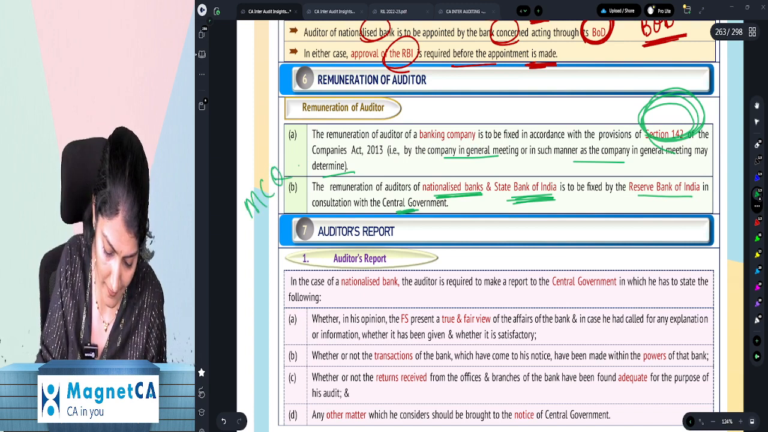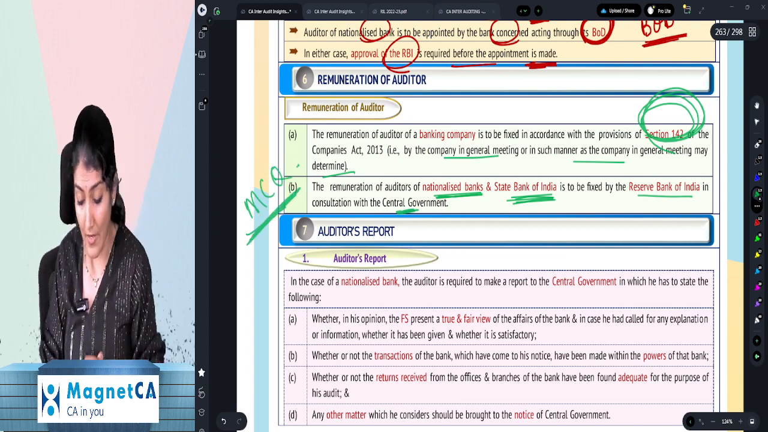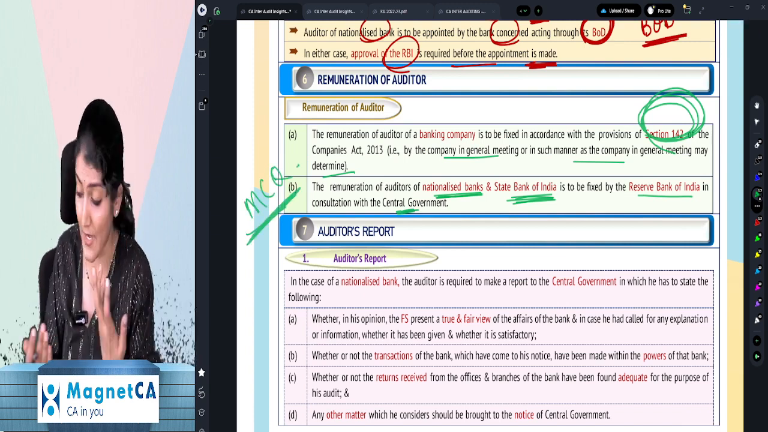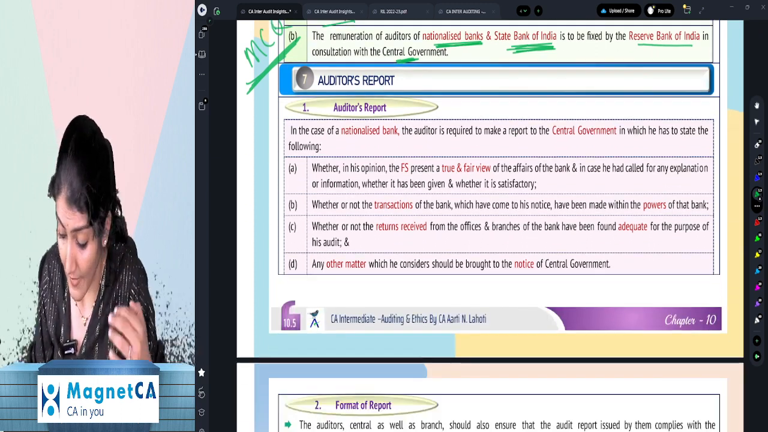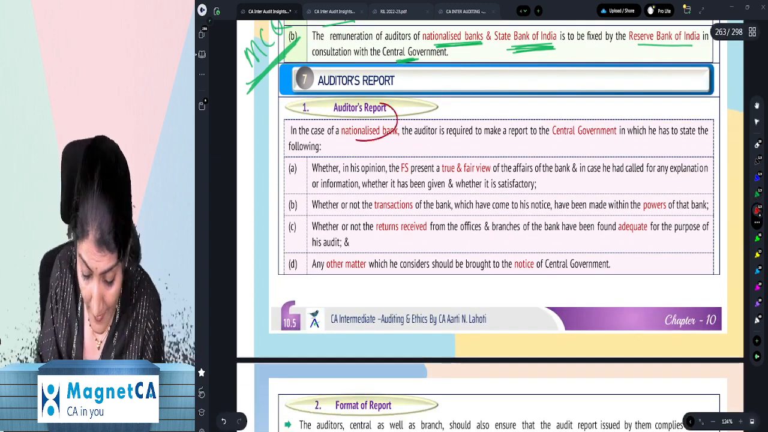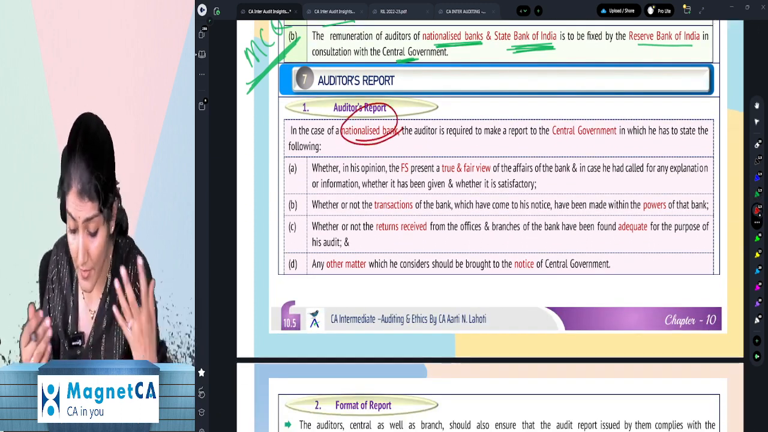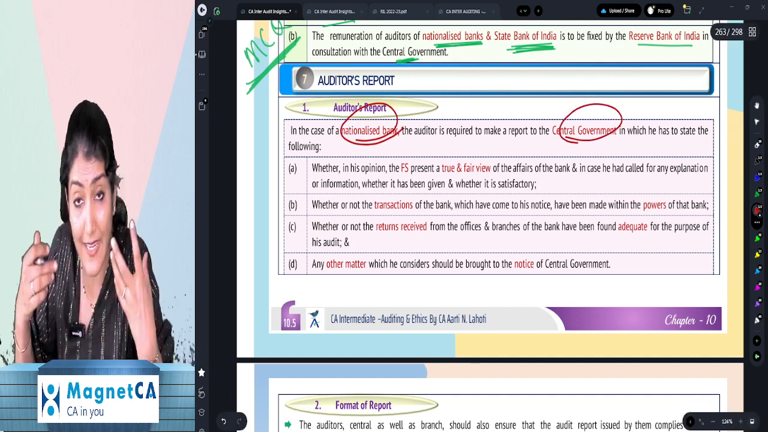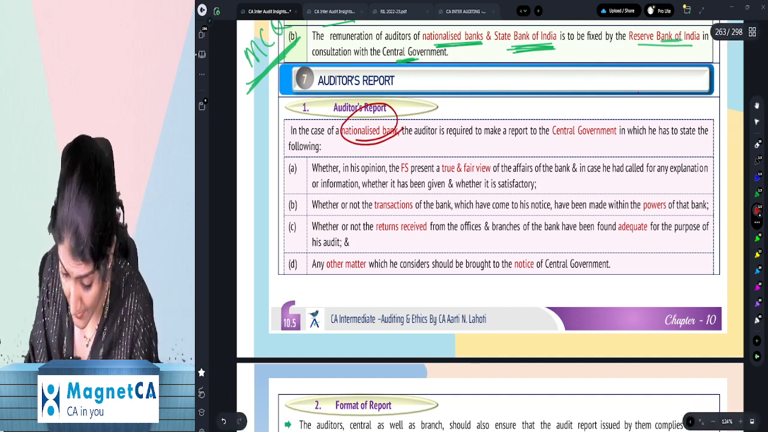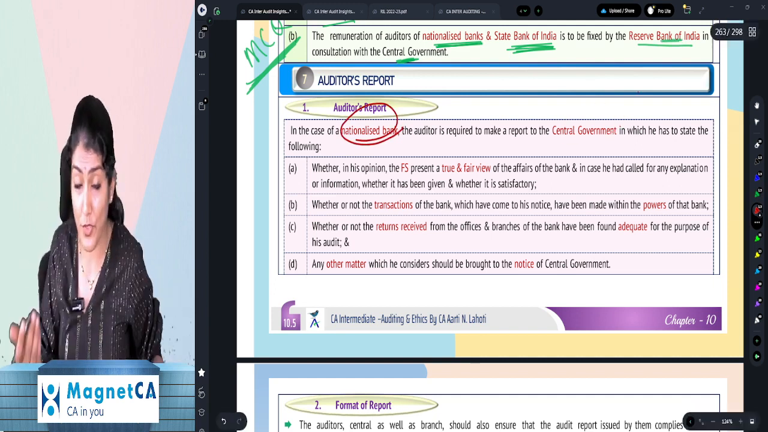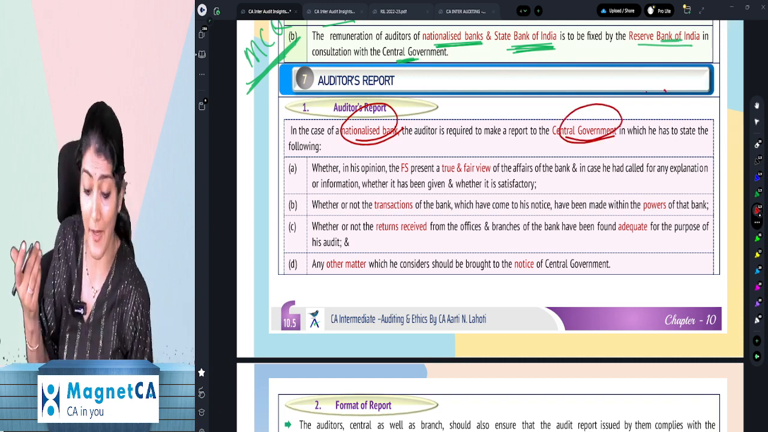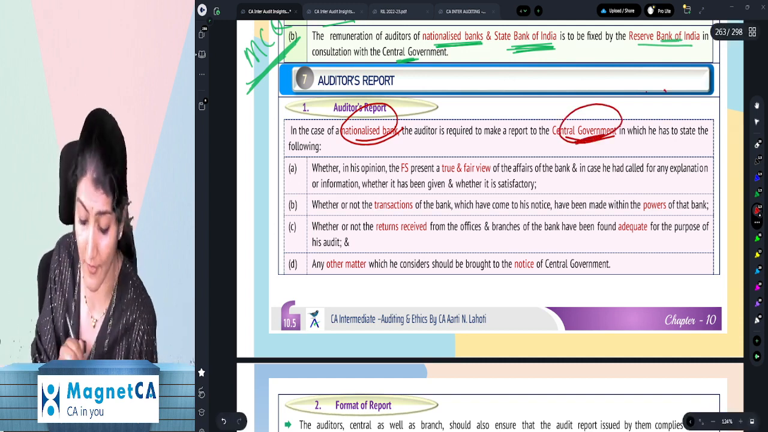So again, please mark it as an MCQ. Then the auditor's report: the auditor of a banking company, in case of a nationalized bank, has to make a report to the central government. So again, MCQ. Do auditors need to report to shareholders in case of a nationalized bank? No, they need to report to the central government.